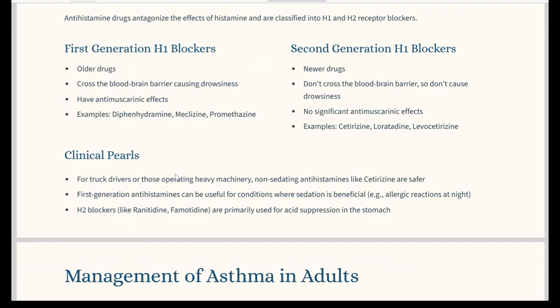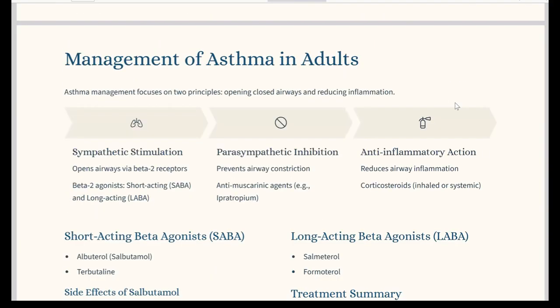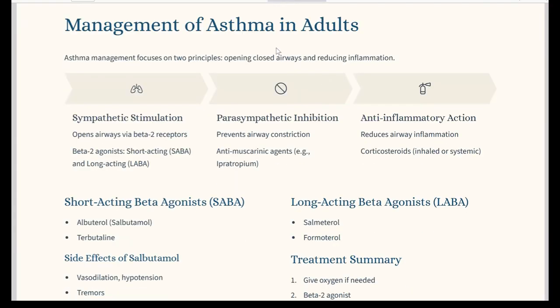If you look at the clinical pulse, for truck drivers or those operating heavy machinery, a non-sedating antihistamine should be given. And first generation antihistamines can be useful in allergic reactions or urticaria at night. Have a look at this one. You've got management of asthma in adults. So sympathetic stimulation, parasympathetic inhibition, and anti-inflammatory action.